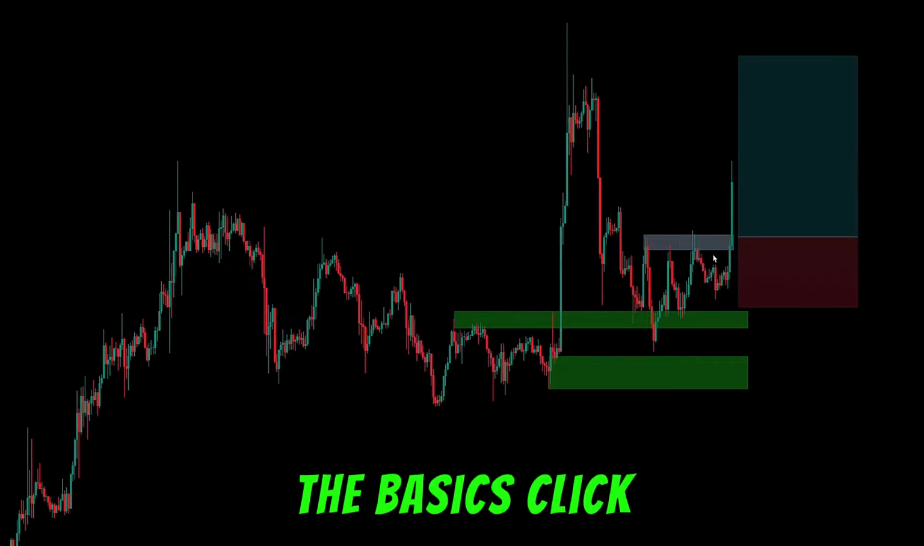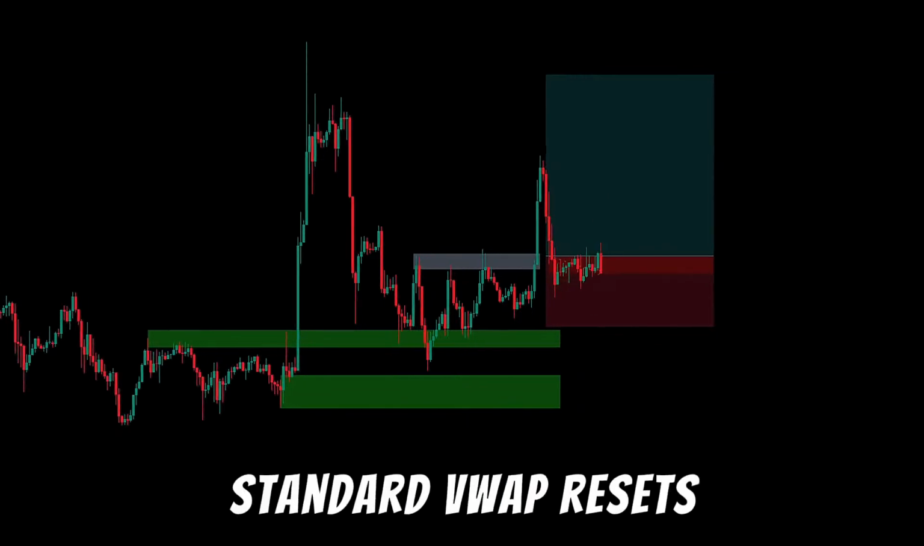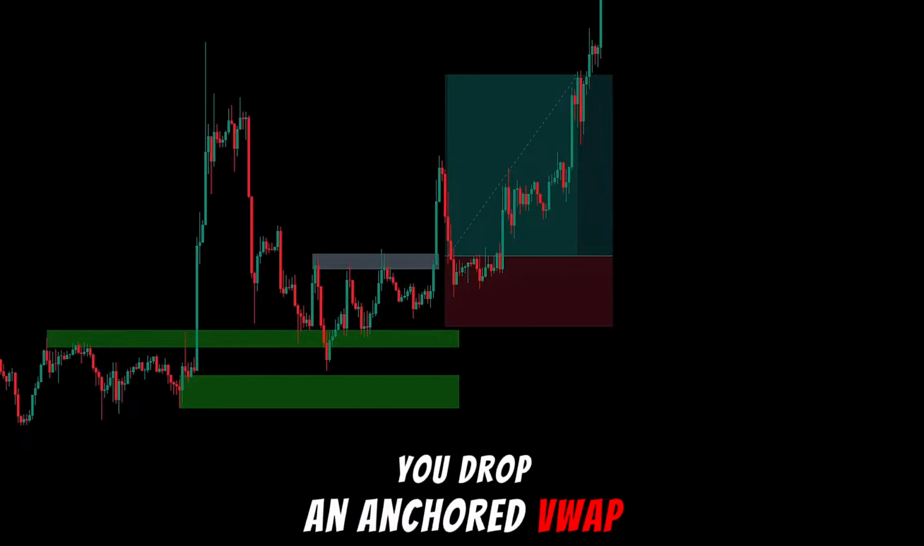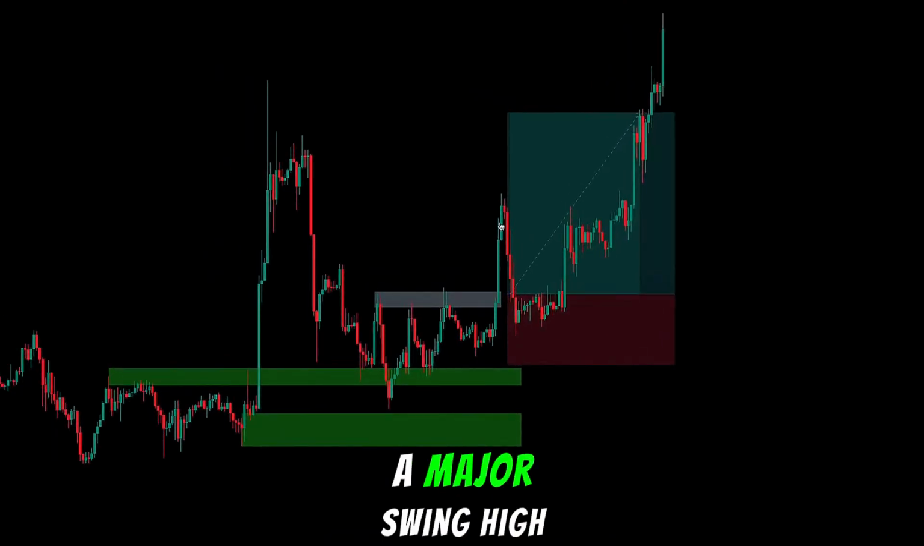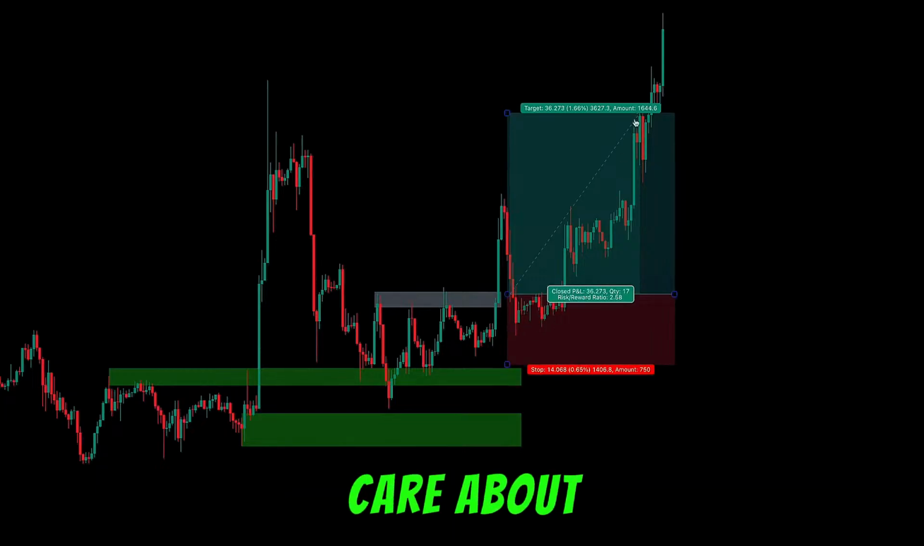Once the basics click, here's a small upgrade. Anchored VWAP. Standard VWAP resets with the session, but most platforms let you drop an anchored VWAP from a specific candle, a major swing high, a big news bar, the exact session open you care about.